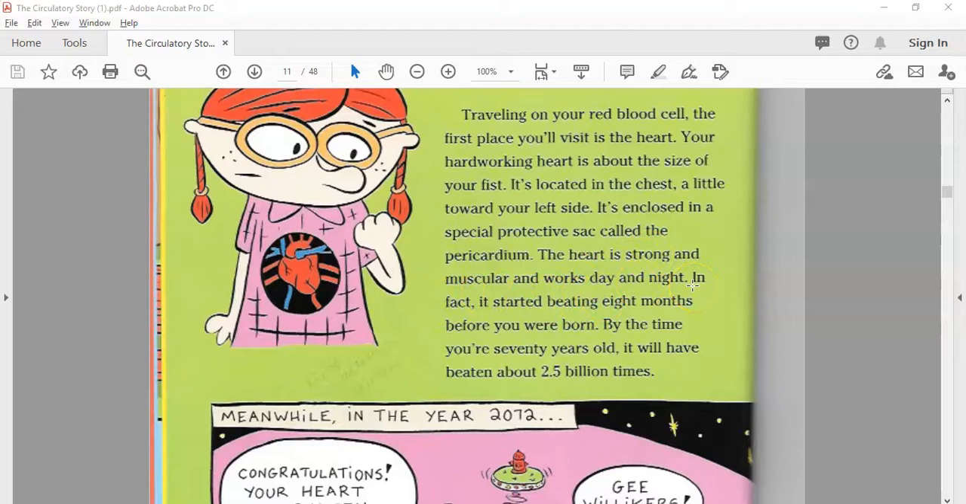Oh, boys and girls, what is the heart? It is what? Strong and muscular. Yes, so good job if you said strong and muscular. In fact, it started beating 8 months before you were born.